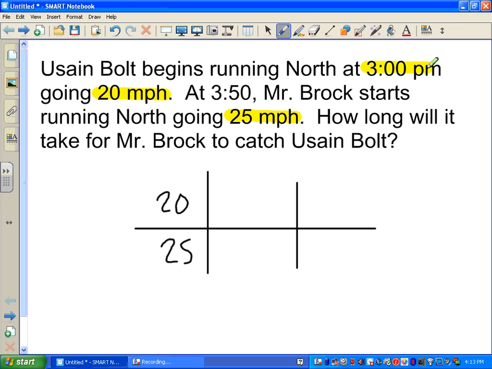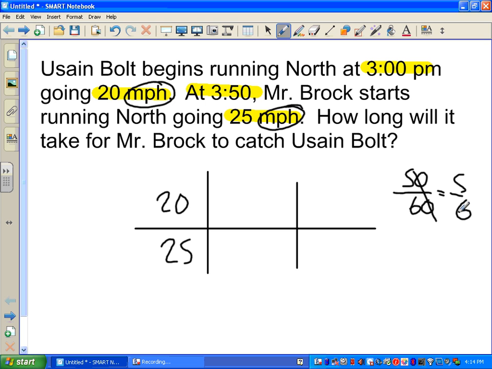Usain Bolt begins running at 3 o'clock. Mr. Brock begins running at 3:50. You would be tempted to put 50 in there, but remember, this is in miles per hour, so we need it in hours. What fraction of an hour is 50 minutes? Well, that would be 50 out of 60, which would reduce to 5/6 of an hour.